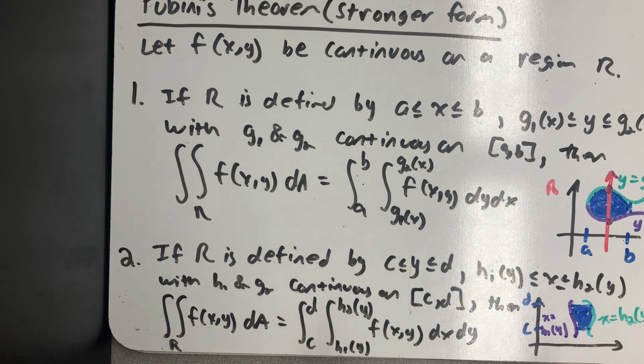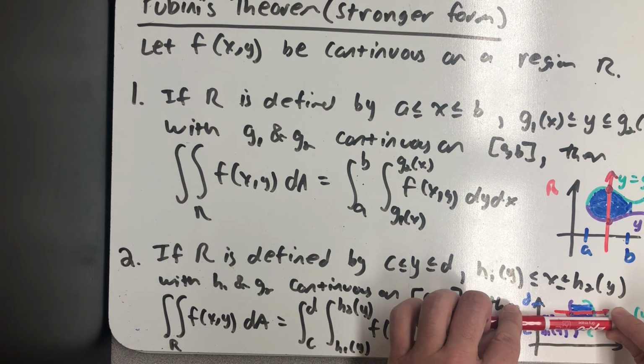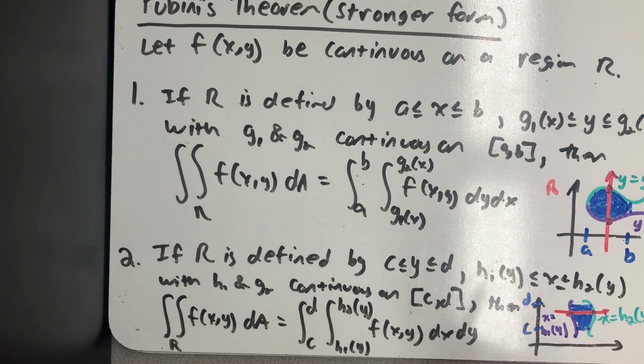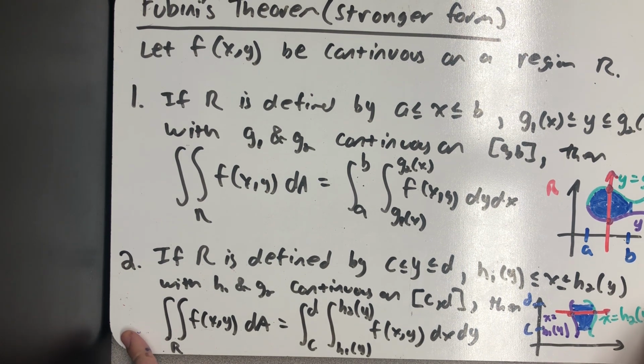For the second case, where I have a left function and a right function, I do the same thing, but my variable of first integration is x. So I send a ray through the region. I hit the left function and then the right function. And then the bounds in the y direction are the bounds that would include every possible ray I could send through the region. So that will be our process for finding the bounds of integration and using Fubini's theorem in its stronger form.